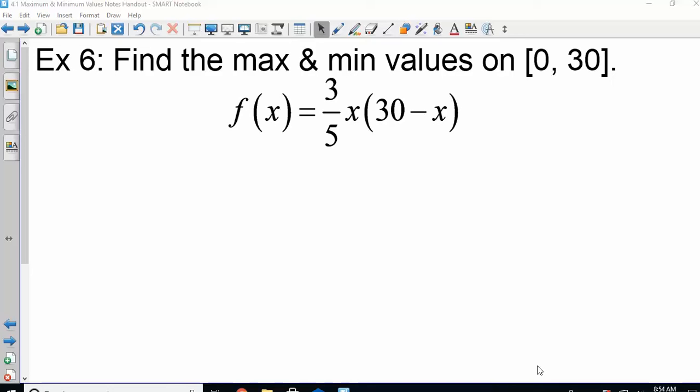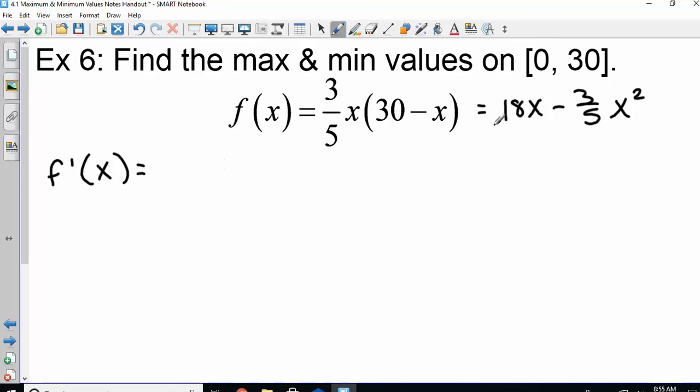What might be useful before I jumped in with the derivative? Distribute. You want to start there. That way we don't have to do the product rule. So 3/5 times 30 be 18x minus 3/5 x squared. So f prime, derivative of 18x be 18 minus, if you bring down your 2, 6/5 x.